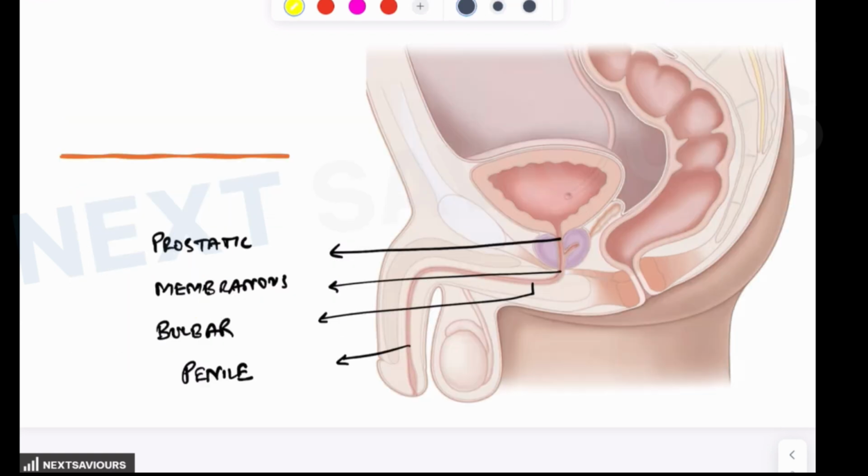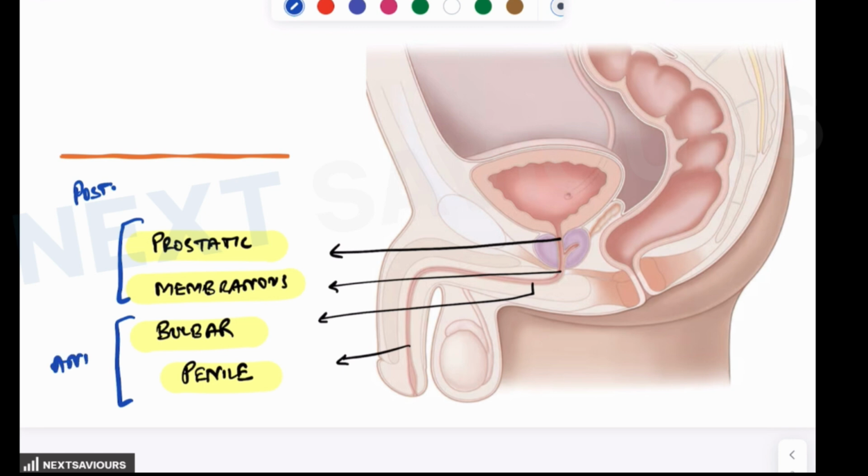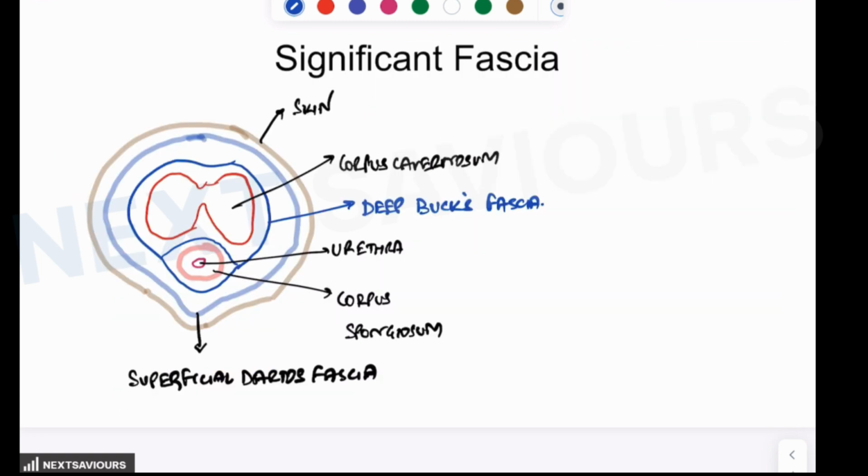Urethra is divided into prostatic, membranous, bulbar and penile urethra. But for marking the answers related to urethral injury, you have to divide the urethra into two: one is the posterior urethra and the other one is the anterior urethra. The anterior urethra consists of bulbar and penile, that is pendulous portion, and the posterior urethra consists of membranous and prostatic portions. Another point which you have to remember are the significant fascia, because it is only through the breach in this fascia that the extravasation appears.